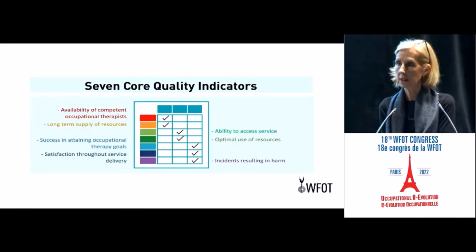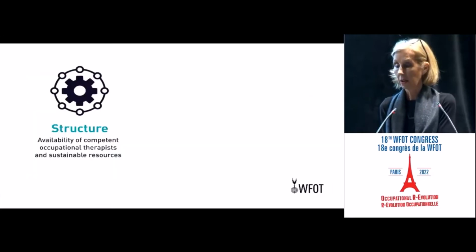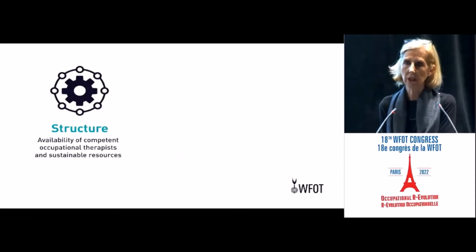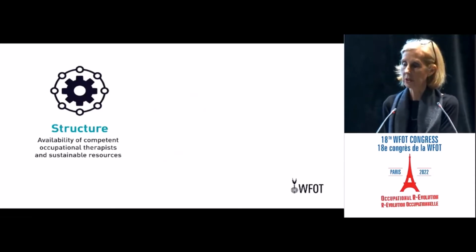So this slide illustrates the 7 core quality indicators. The availability of competent occupational therapists, long-term supply of resources, ability to access services, optimal use of resources, success in attaining occupational therapy goals, satisfaction throughout service delivery, and incidents resulting in harm. So by using these 7 core indicators, we get a really holistic measurement of the occupational therapy service.